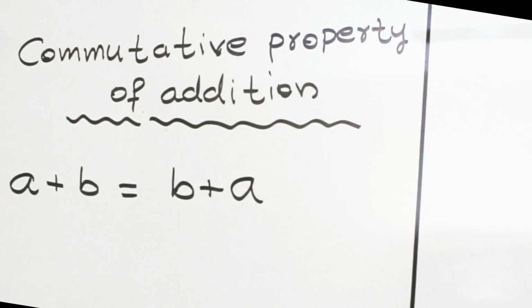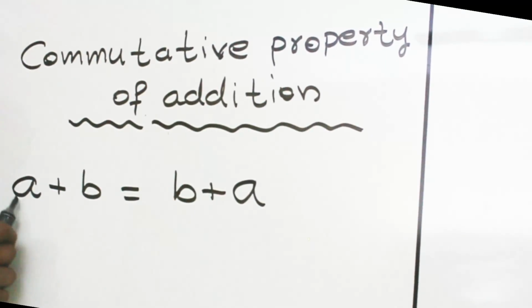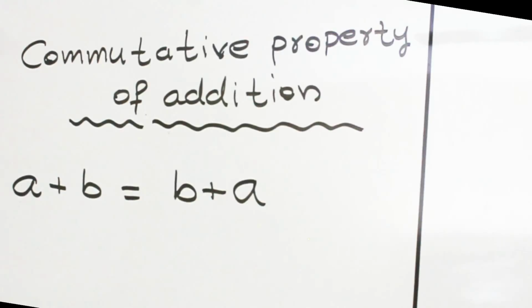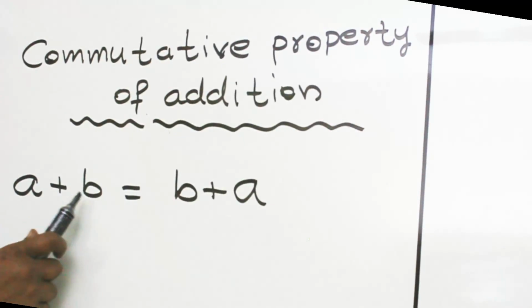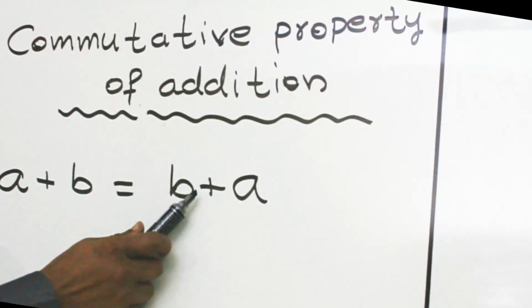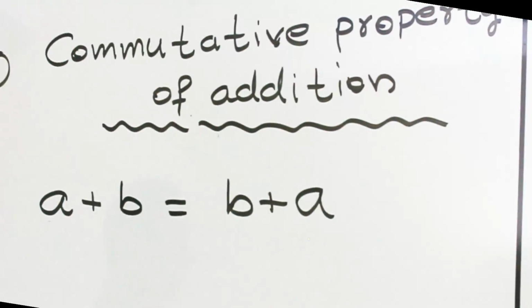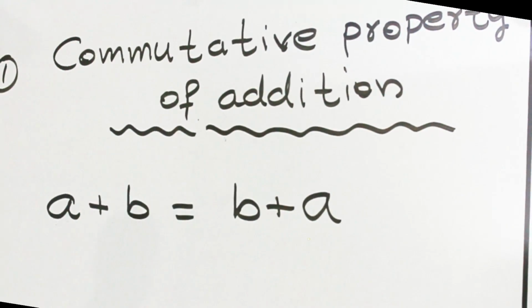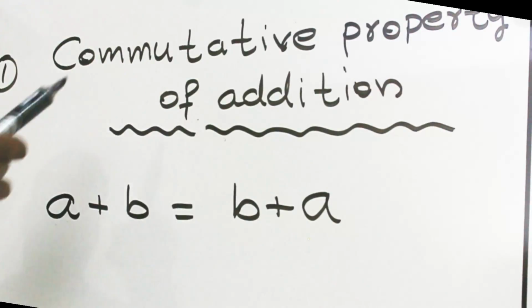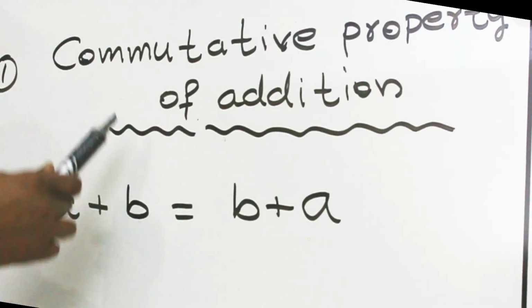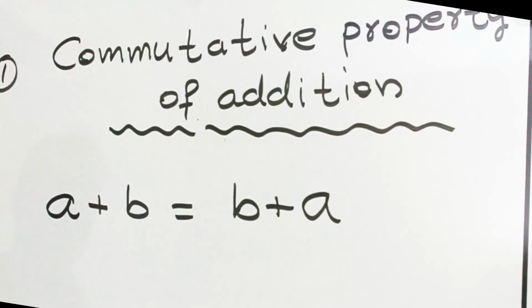If A and B are any numbers, any letters, any algebra, something like that, if you add A plus B it equals B plus A, which means order is not important. So order is not important for addition. That's why this property is named the commutative property of addition.